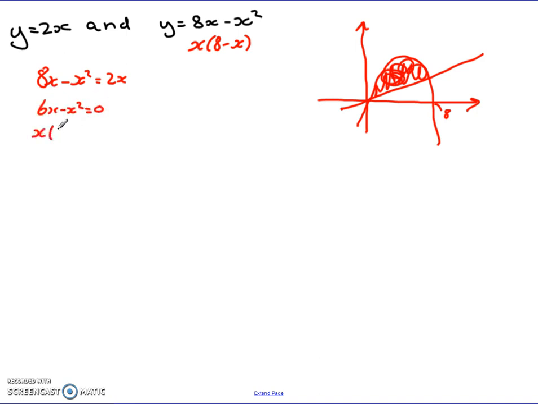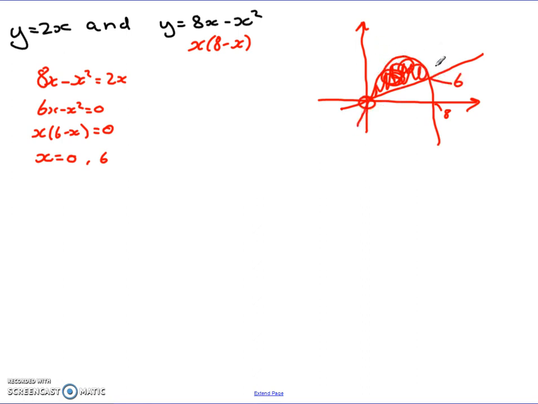Factorise it with a common factor and you get x bracket 6 minus x equals 0, and that gives me my two roots. I get x equals 0 from this one and I get x equals 6 from this one. So I know then this is going to be 0 and this bit here is 6. So that is the limits of my integral.